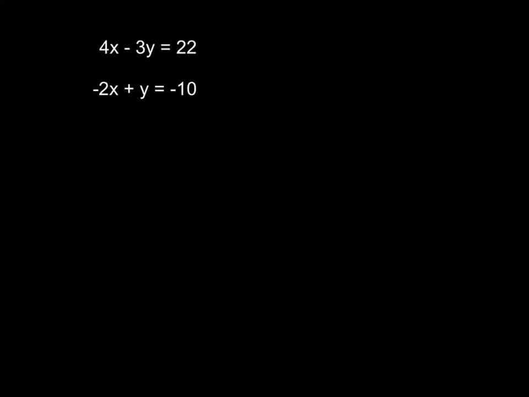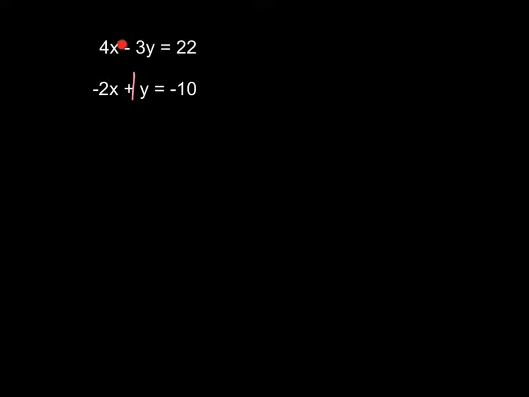So our goal this time, I want to be able to add straight down. So I want to add these two x terms, add the two y terms, and have one of those variables cancel out. So you can pick either one. In this case, I see that this y right here doesn't have a number in front of it, so that means it's just a 1. That tends to be the easier one to try to eliminate.